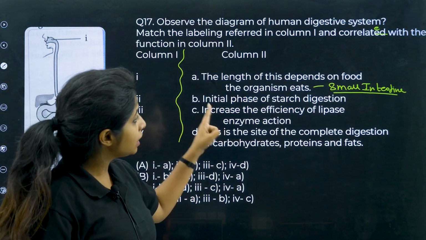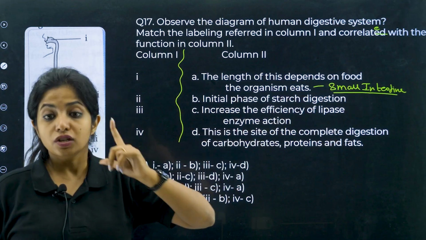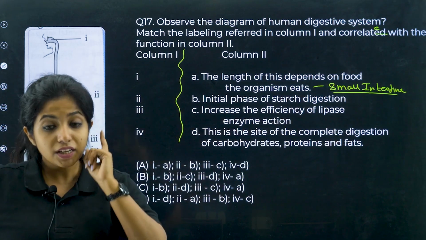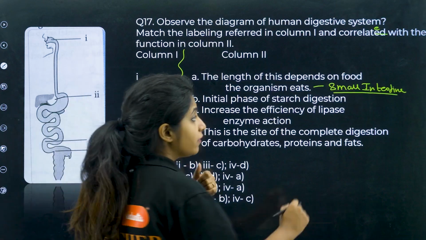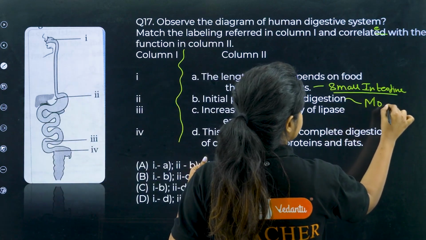Now the next thing, initial phase of starch digestion. Initially, the starting of starch digestion happens in the mouth. I told you, salivary amylase. So it has to be the mouth.